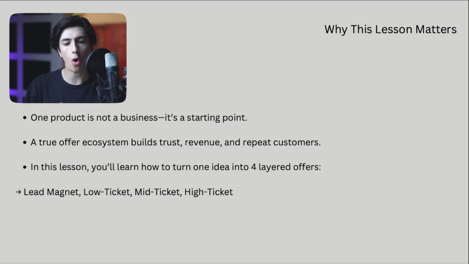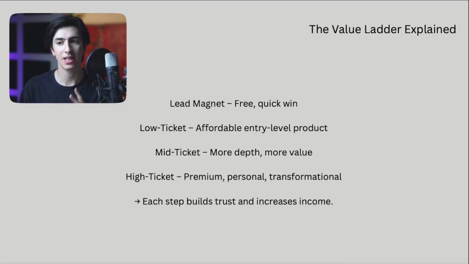But a true offer ecosystem, which is composed of a low ticket offer, a mid ticket offer, and a high ticket offer, which have different types of engagement, different types of value, and different types of price points, builds trust, revenue, and repeat customers. It pretty much increases the lifetime value of your customers. So in this lesson right here, you'll know exactly how to turn one idea of yours into four layered offers. Again, the lead magnet, the low ticket offer, the mid ticket offer, and the high ticket offer. This is going to be a very cool lesson right here.